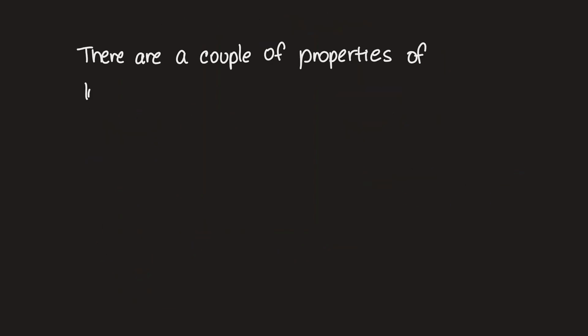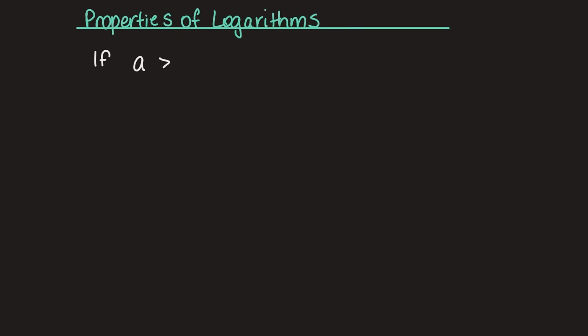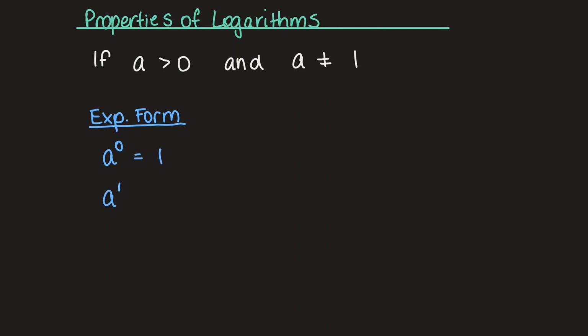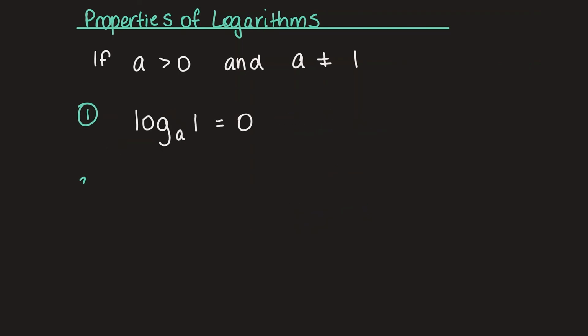There are a couple of properties of logarithms that can simplify our work. If we have a is greater than 0 and a is not equal to 1, we know that when a base is raised to the 0 power, it is equal to 1. And if a base is raised to the power of 1, it is equal to itself. We can rewrite these statements in logarithmic form. The first statement can be written as log base a of 1 is equal to 0, and the second can be written as log base a of a equals 1. Therefore, we have the following log properties that can be useful to memorize.